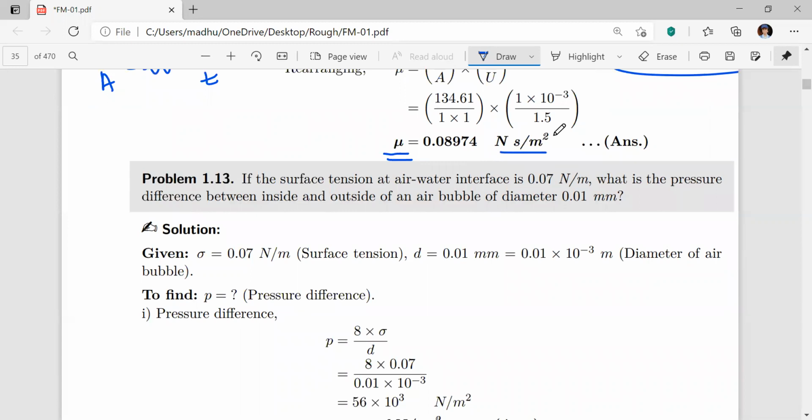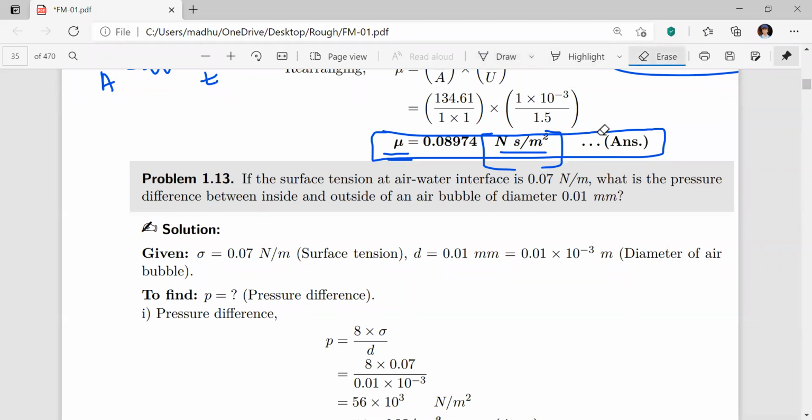Always you have to write the appropriate units and mention the answer in a box or bold letters in your final exam. Otherwise you are going to lose the marks if you leave the units. If you leave the units, at least 1 or 2 marks in each problem, you are going to lose. Is it clear?